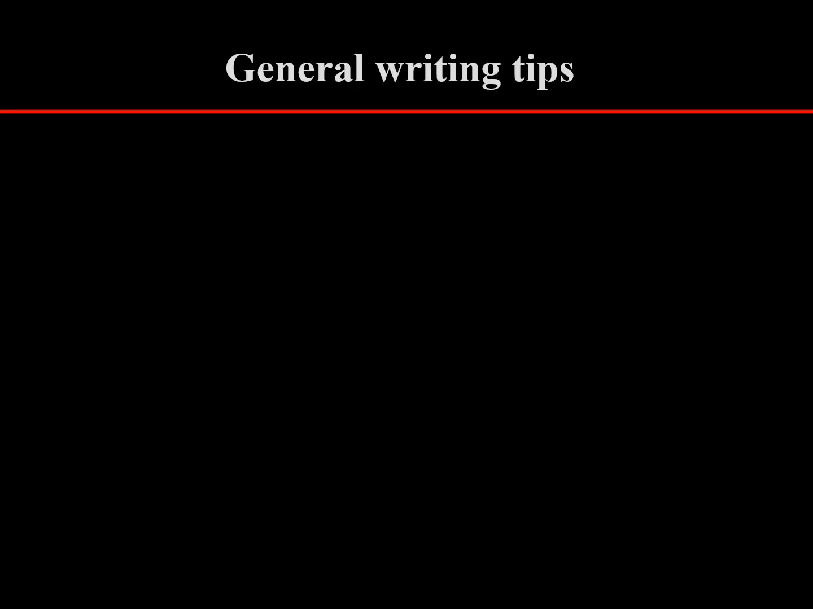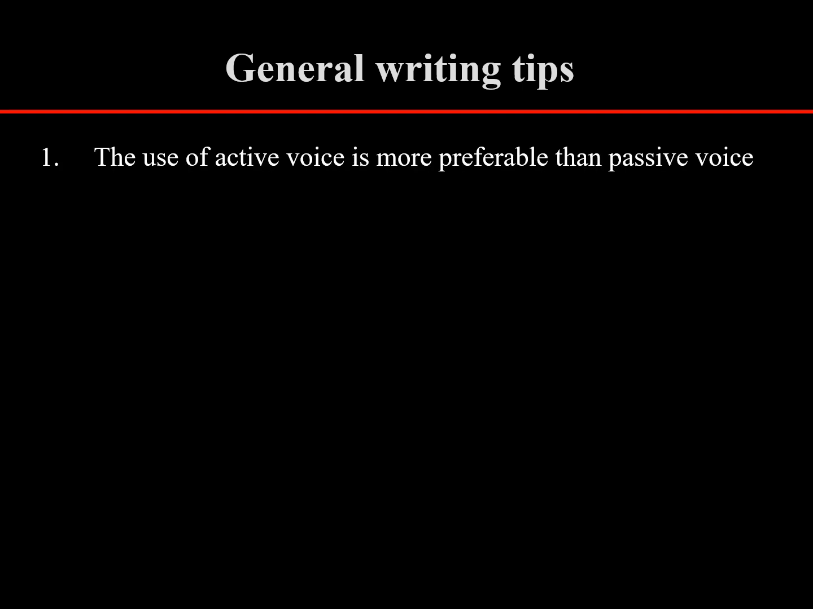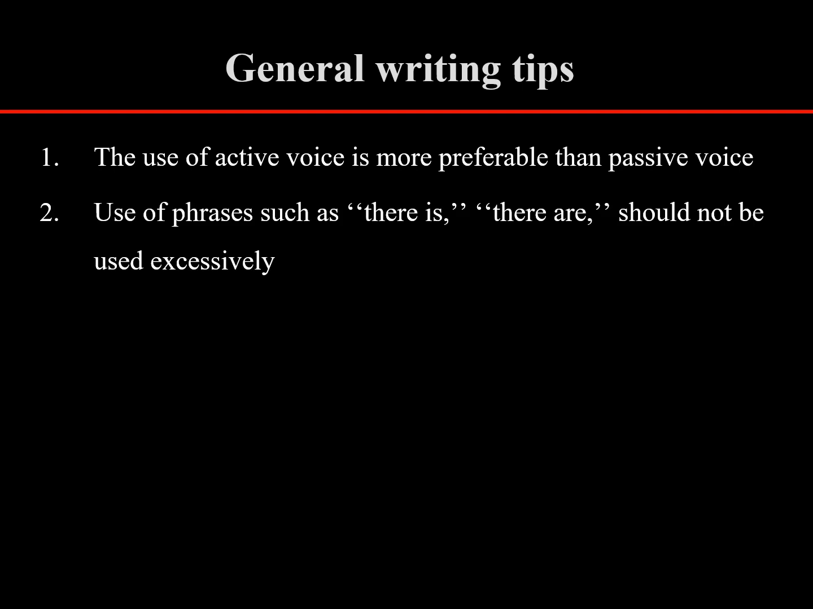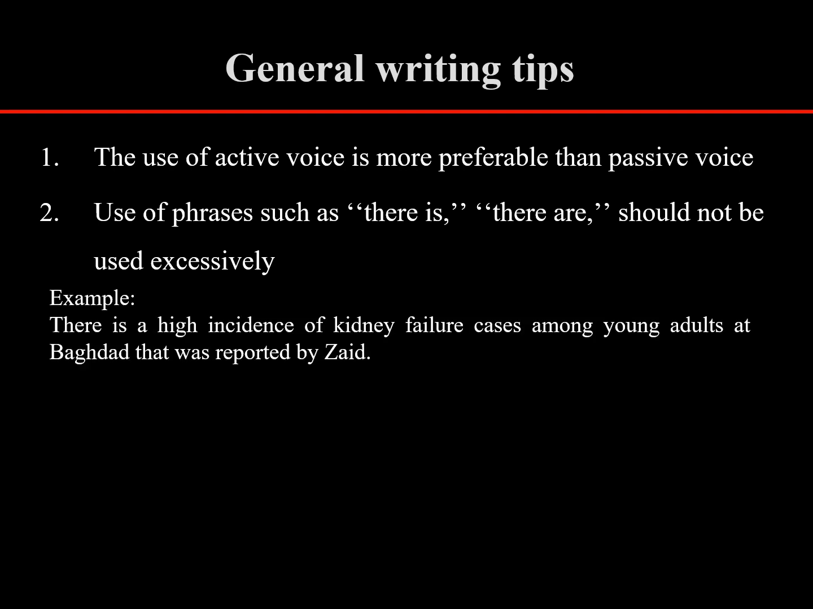For writing, there are general rules that should be followed. First, the use of active voice is more preferable than passive voice. Phrases such as "there is" and "there are" should not be used excessively. Example: there is a high incidence of kidney failure cases among young adults at Baghdad that was reported by Zaid.